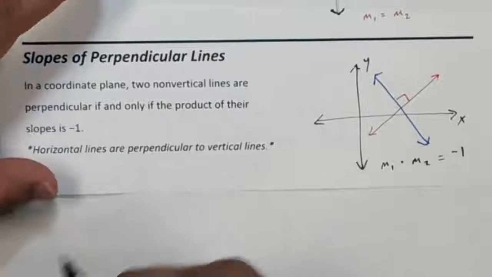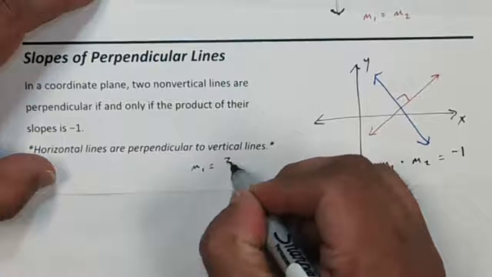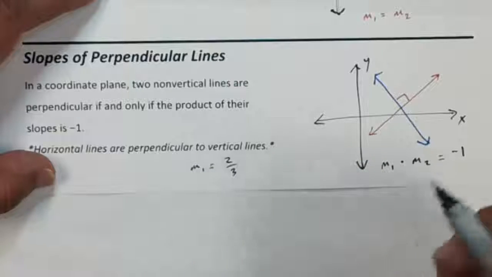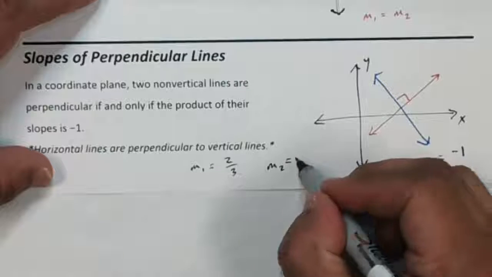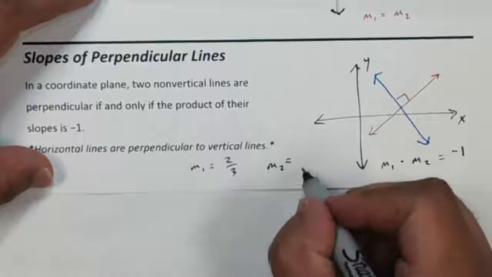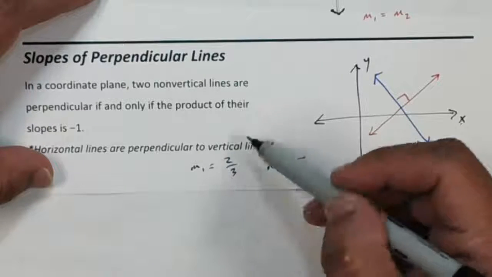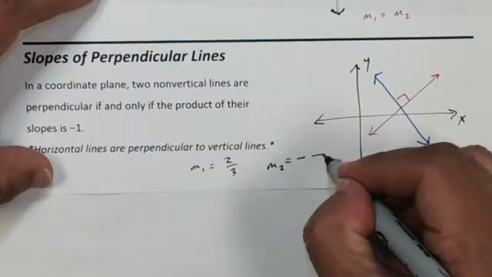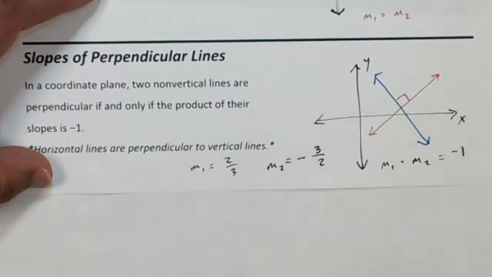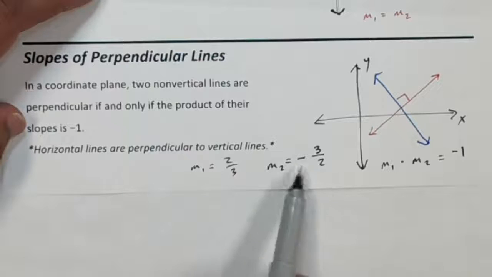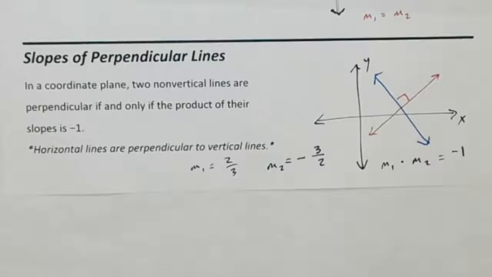What I mean by opposite reciprocals: if the slope of the first line is 2/3, then my perpendicular slope is going to be the opposite. So if this one's positive, the second line has to have a negative slope. Then I take my numerator and put it in the denominator, and I take my denominator and put it in the numerator. So if I multiply these two together, I get -1.